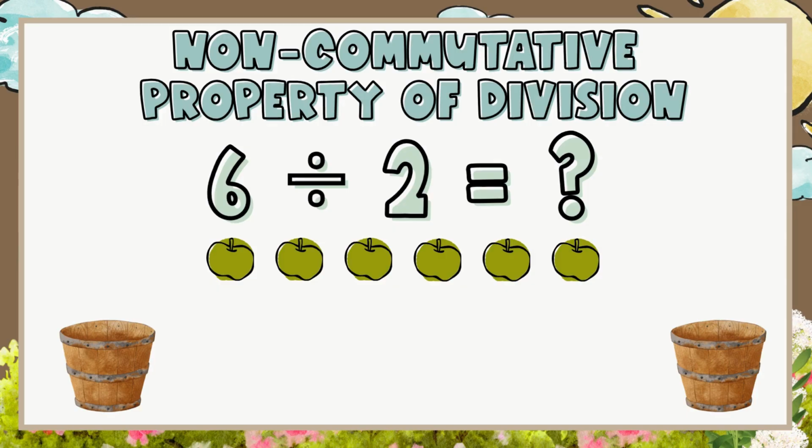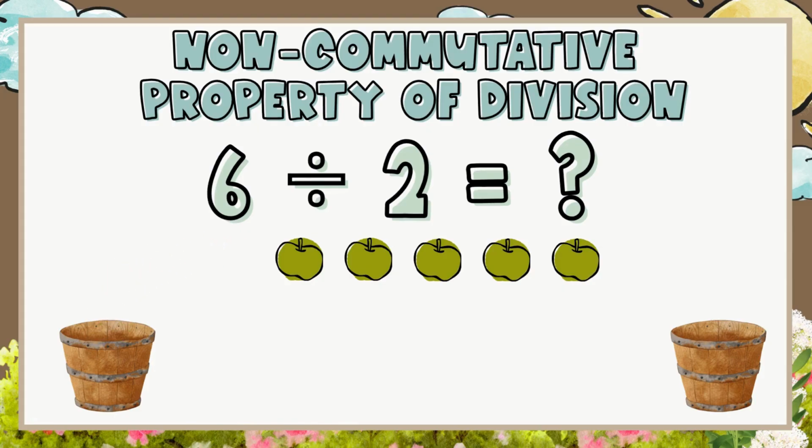If we have 6 divided by 2, that means we have 6 apples, 1, 2, 3, 4, 5, 6, and we are dividing them into 2 groups, so we have 2 buckets. Now, let's divide our apples and see what answer we might get. How many in each bucket?